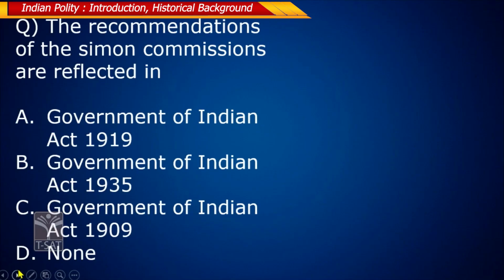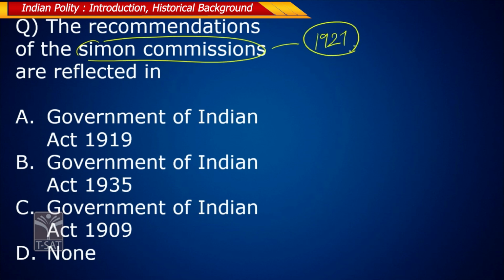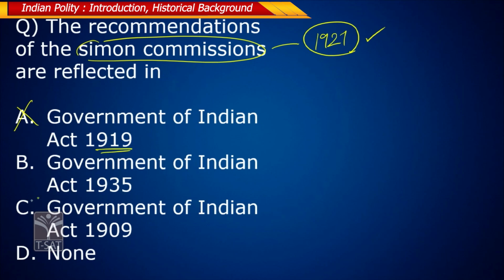Look at the next question we have. The recommendations of the Simon Commission are reflected in which act? You can directly answer this question. Why? The Simon Commission was established in 1927. So the recommendations of the commission should be reflected only in an act passed after 1927, correct? So 1919 cannot be the answer, 1909 cannot be the answer. It may be none of the above or the Government of India Act 1935.